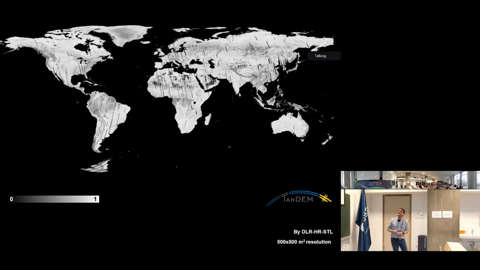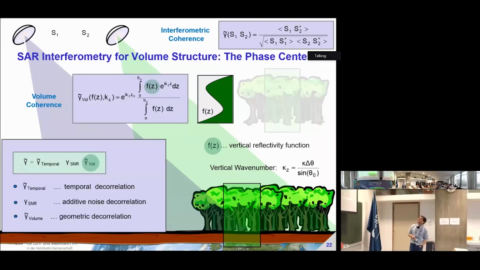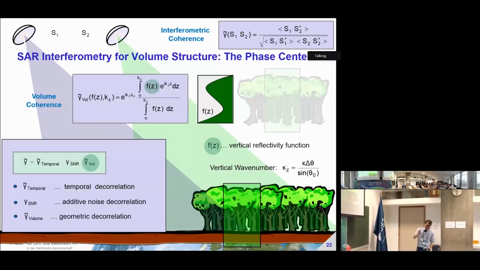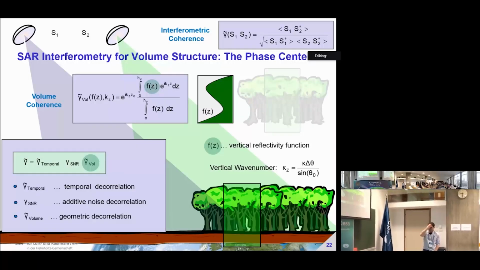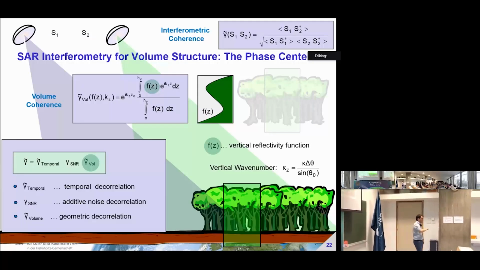But anyway, you see that wherever you have a volume, even with a shorter wavelength, you have a decorrelation, and therefore you can start to get properties of this volume. So then, how do we proceed? We were seeing what's the information content of the absolute value of the coherence. What about the phase? The phase, we said at the very beginning, is related to a height.